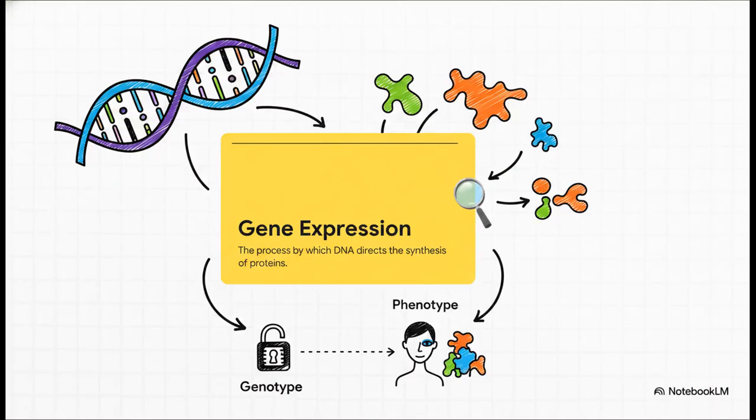Every factory needs workers, machinery, and a management team, right? Well, your cells are absolutely no different. The central concept driving this whole microscopic factory is called gene expression. Simply put, this is the process by which DNA directs the synthesis of proteins. You can think of proteins as the physical bridge between your genotype, which is your hidden genetic code, and your phenotype, your physical observable traits. If the DNA is the big idea, the proteins are the physical reality.